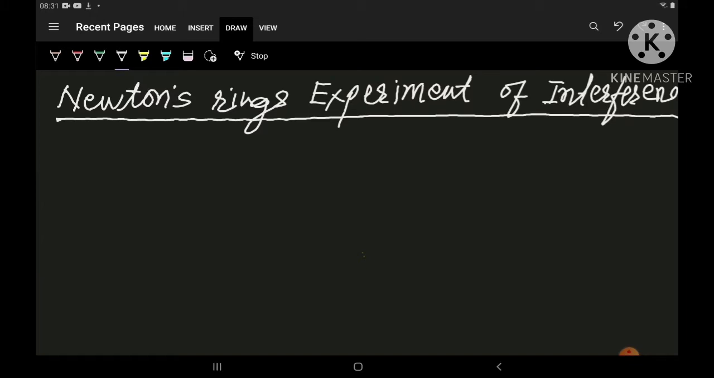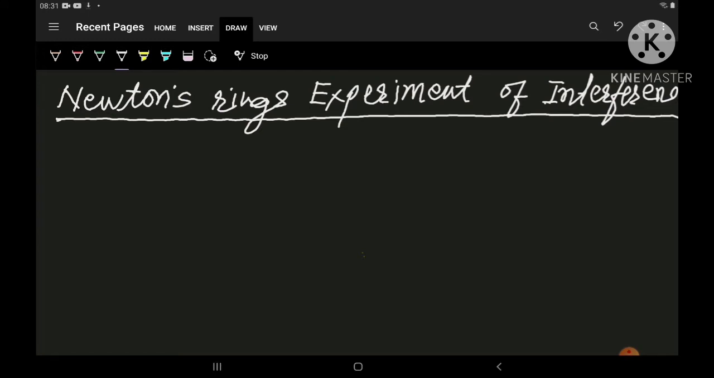Today in our lecture we will study Newton's rings experiment of interference of light. Here, in the field of interference, we have to see which experiment was performed by Newton. Actually, Newton's ring experiment is based on the interference of light in the case of a wedge-shaped film, as we studied in our previous lecture.